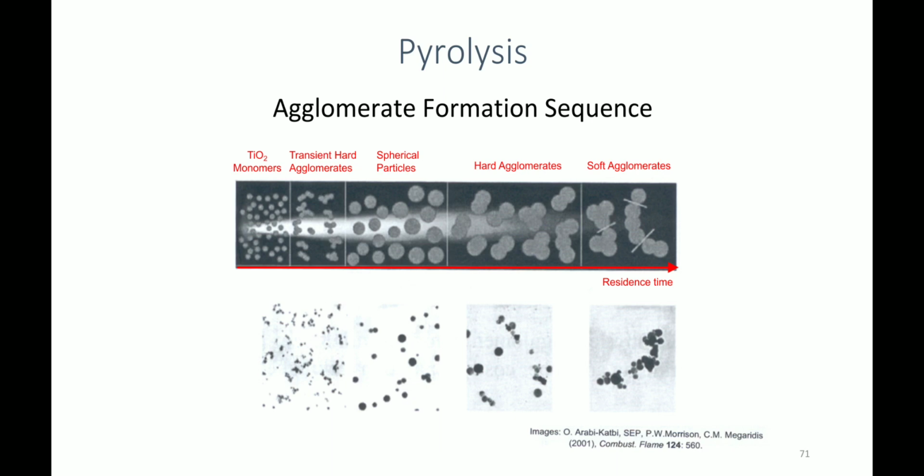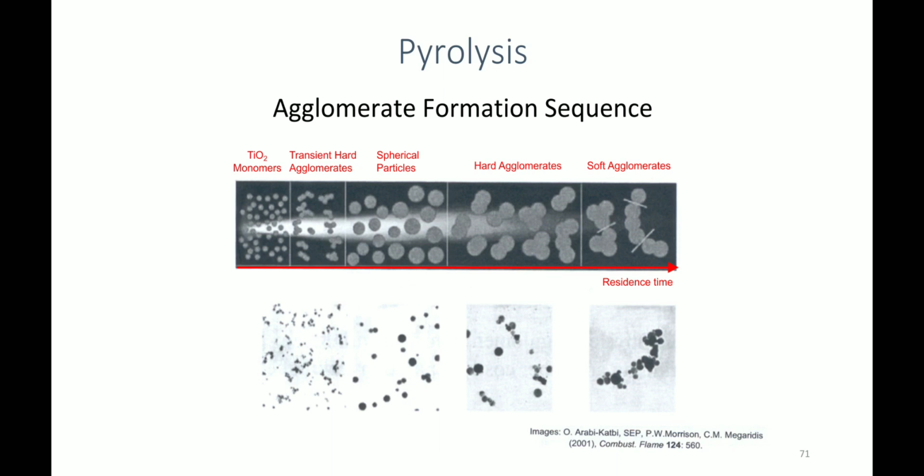Now you can see that agglomeration also takes place. Now, as I said, this is an interesting, old paper, published in the journal Combustion and Flame in 2001. The volume is 124 and the page number is 560. These images have been taken from this reference.